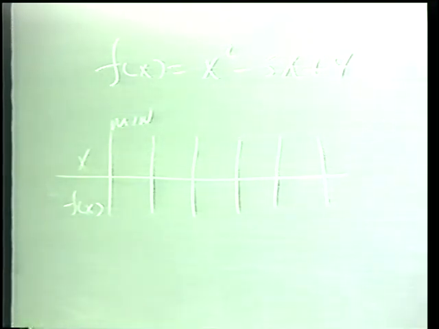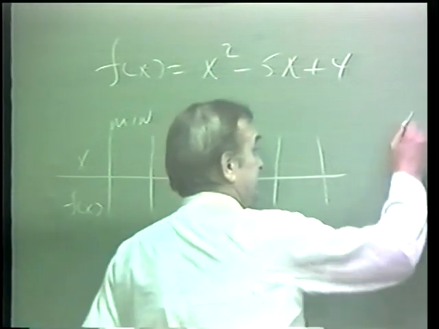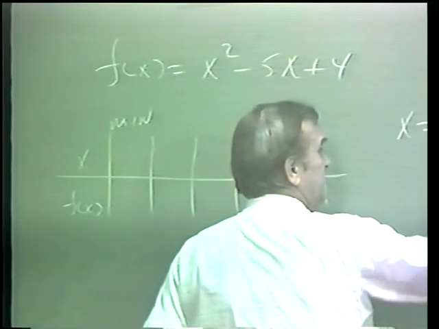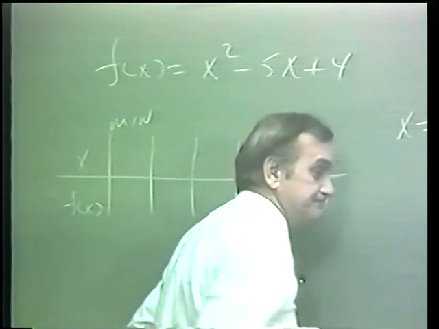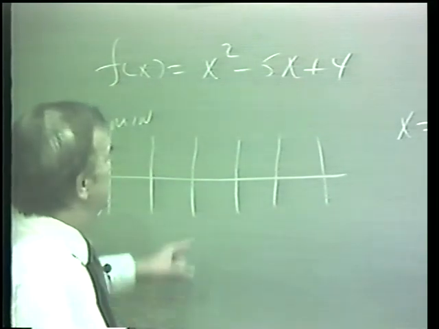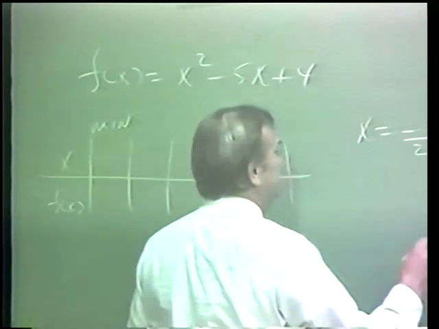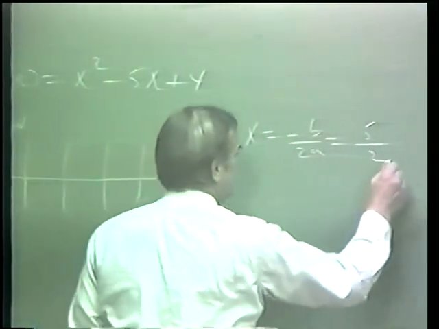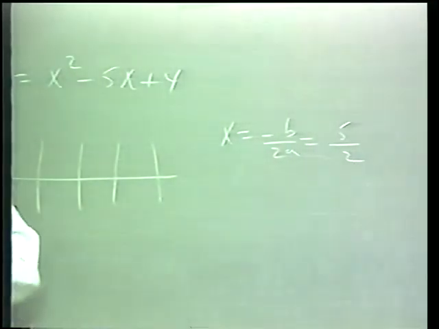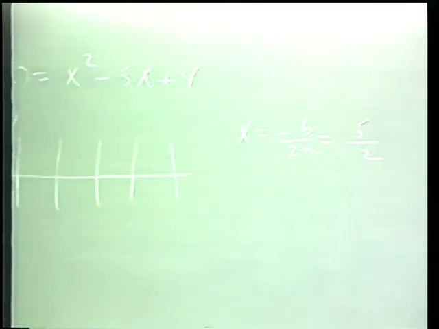Now to find the x value of the minimum point or maximum point, the x value is always equal to negative b over 2a. So that would be a negative 5, which is positive 5, over 2 times 1, which is 2. What we get for the x value of the minimum point is 5/2.